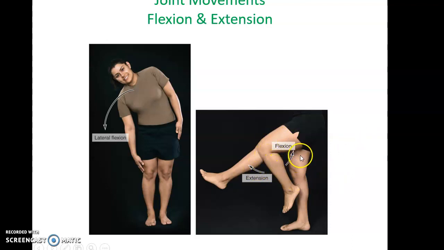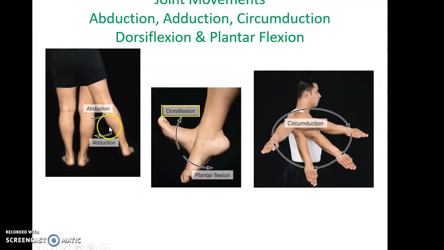Flexion is moving so that the angle between the bones in that joint is getting smaller. Extension is the opposite. The angle between the bones of that joint is getting bigger. So flexion, shorter angle between the bones, extension, longer angle between the bones. Abduction is moving out laterally, or moving back down medially, which would be adduction.